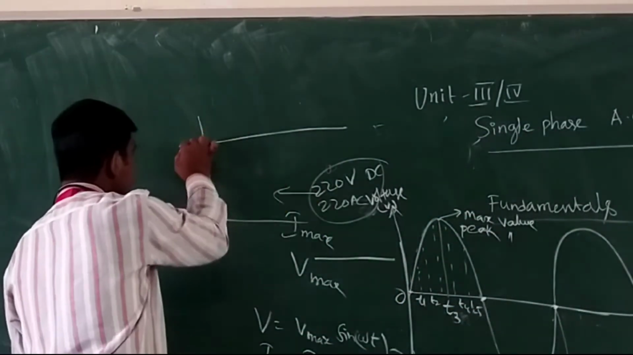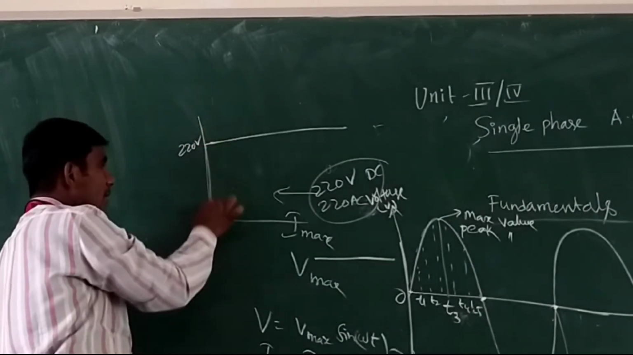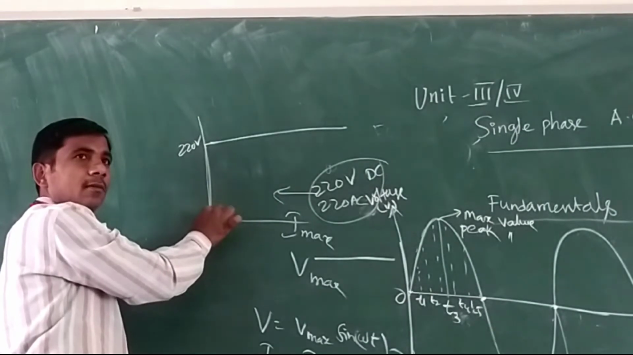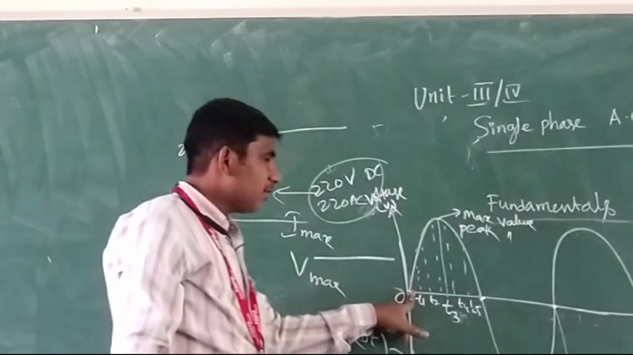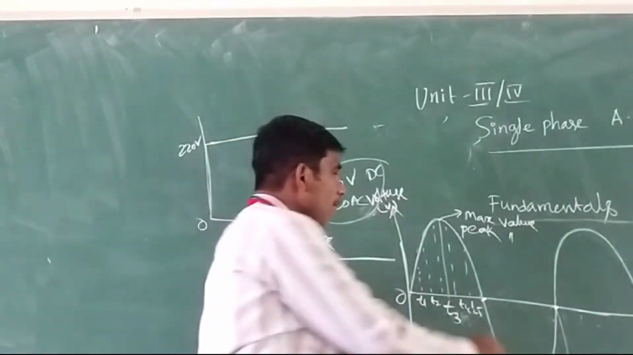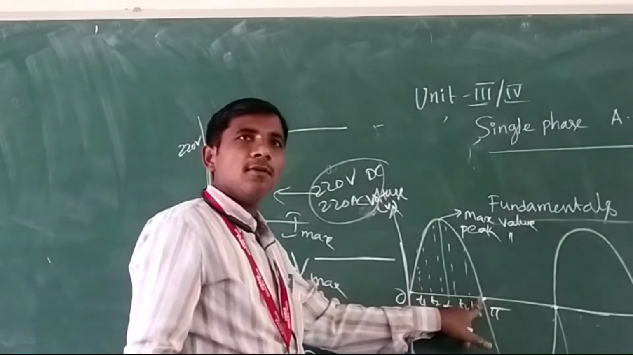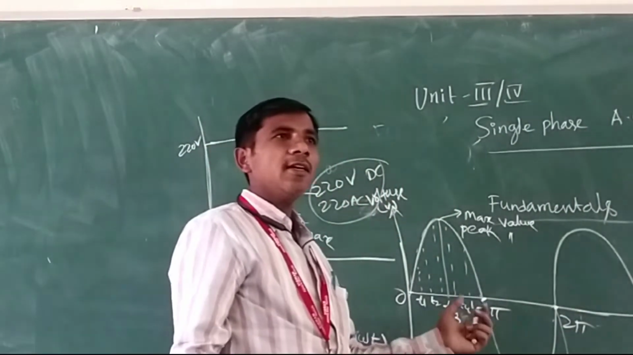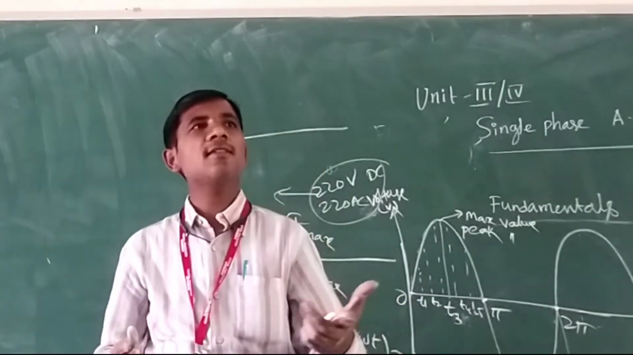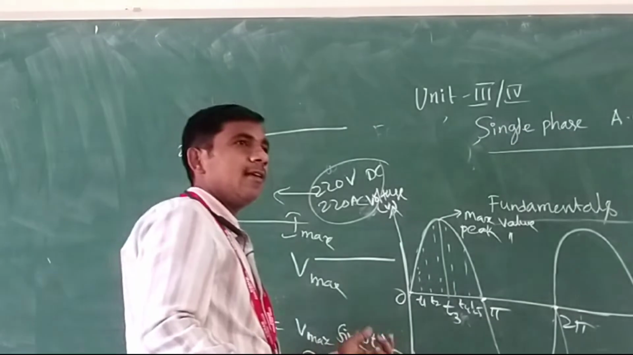220 volts DC means 220 volts at time 0, and at every time it is 220. Here for AC, at time 0 the voltage is 0, at pi it is again 0, at 2 pi again 0. For every half cycle it becomes 0, that's why it gives less shock. There is an option to remove the hand with AC.